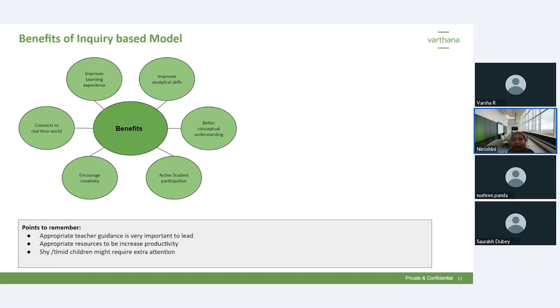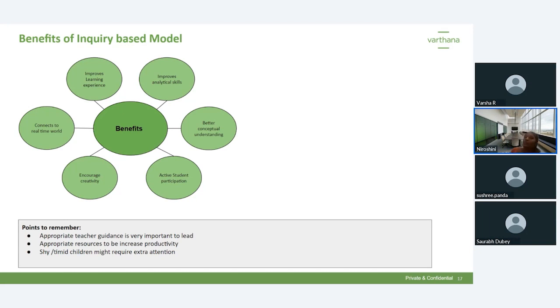As I mentioned, since this is an active learning method, definitely student participation would be high, and it encourages a lot of creativity in students. And also when we are giving them experiments or problems of these types, it really connects them to the real-time world. So these are the most prominent benefits of using an inquiry-based model inside a classroom.